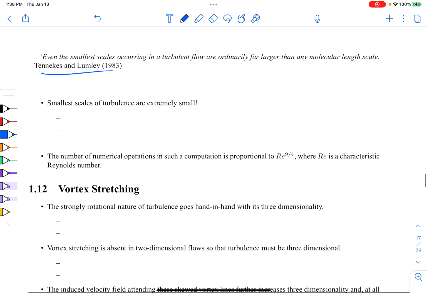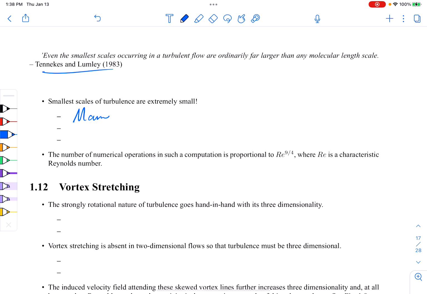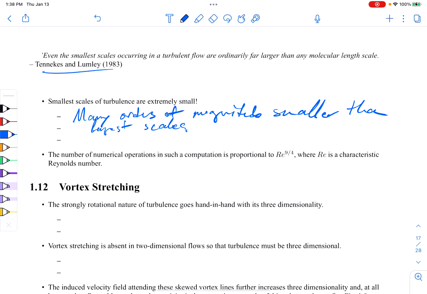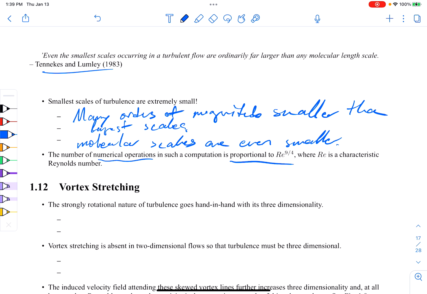The smallest scales are many orders of magnitude smaller than the largest scales, and just what I said, the molecular scales are even smaller. And if you want to do a direct numerical simulation of a turbulent flow, you can make easy estimates of how many numerical operations you need to resolve the small scales of turbulence, and it goes as the Reynolds number to the 9/4 power.